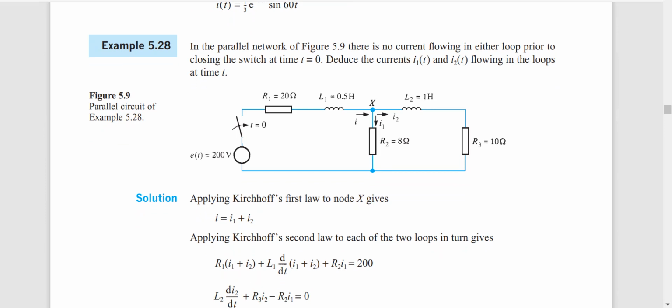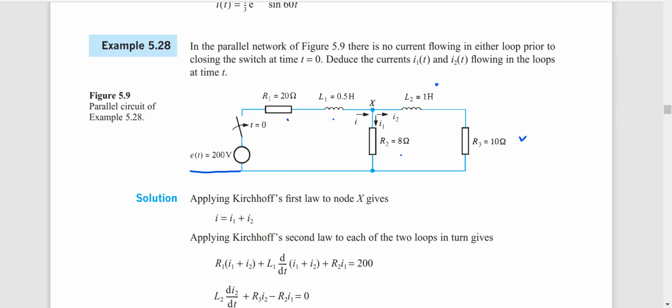Okay, so this is the first, and the second, if we have the parallel circuit like this one, for example, we have a DC voltage of 200 volts. We have R1 20 ohm, L1 is 0.5 Henry, and then R2 is 8 ohm, L2 is 1 Henry, and R3 is 10 ohm. So how do we solve using the Laplace?